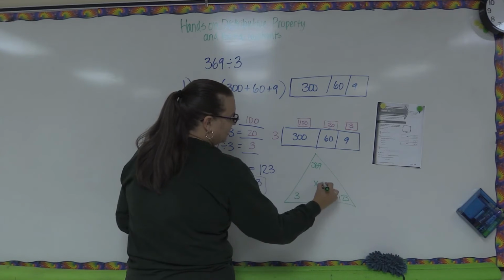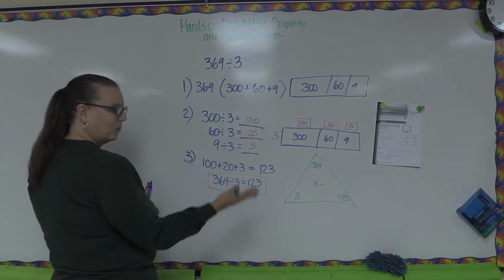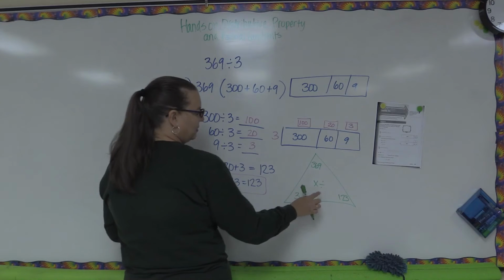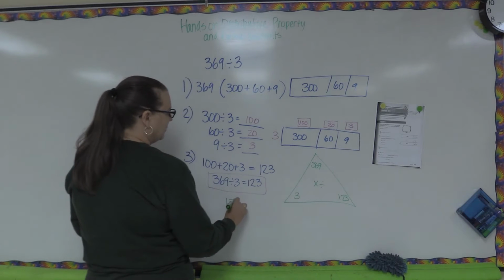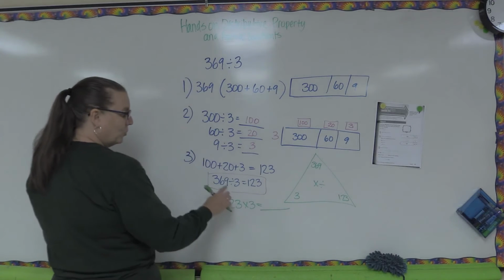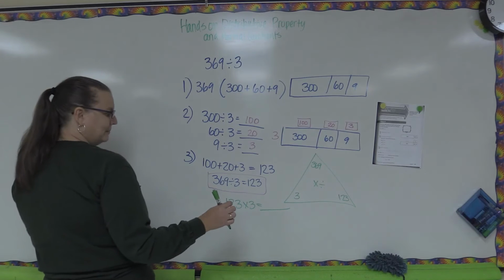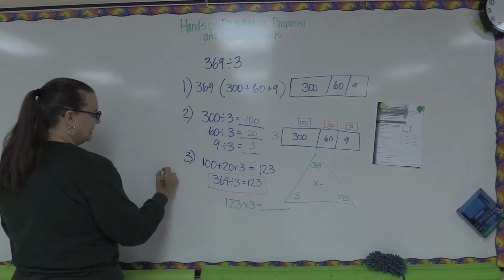So if we want to check our problem and make sure we did this division problem correctly, we're going to do a multiplication problem. So we're going to multiply 123 times 3 and see what we get. We should get our dividend, right? So come over here on the side if you need to.